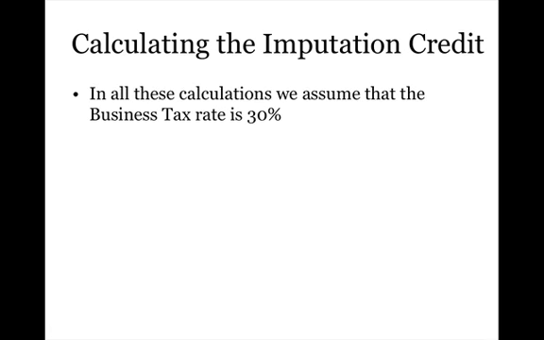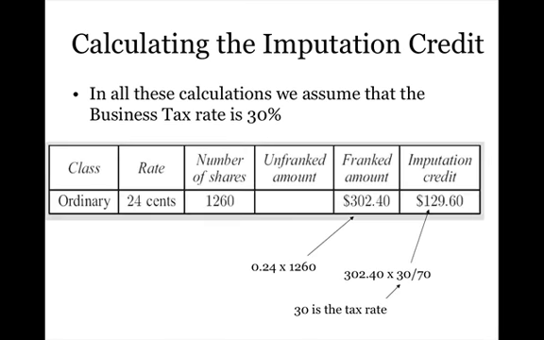Now, how do you calculate the imputation credit? Because the end bit of that table had that number, and that was 30 over 70. So the way it works is like this. Pretend we've got ordinary shares, 24 cents each. That one times that one gives us our franked amount. 0.24 times 1260. Then to get this number here, $302.40, times 30 over 70 gives us that. Because that 30 is the tax rate, and then we use it to work out the imputation credit like that. So that's the way you can work it out. So if you just remember 30 over 70, then you're home and hosed.